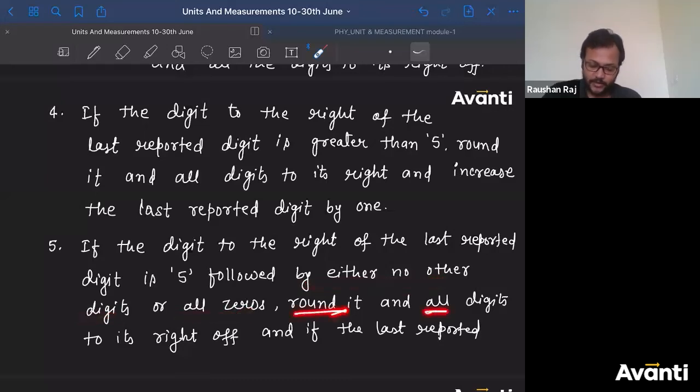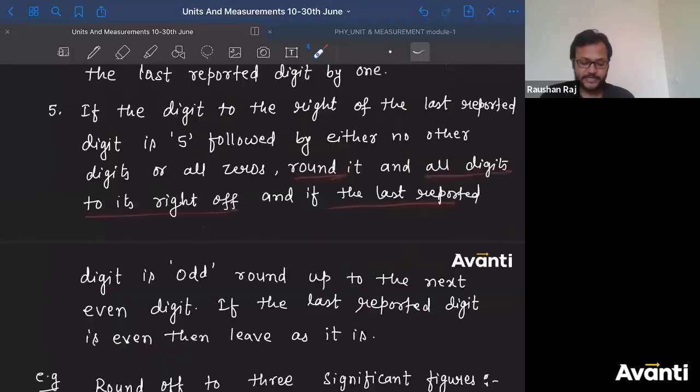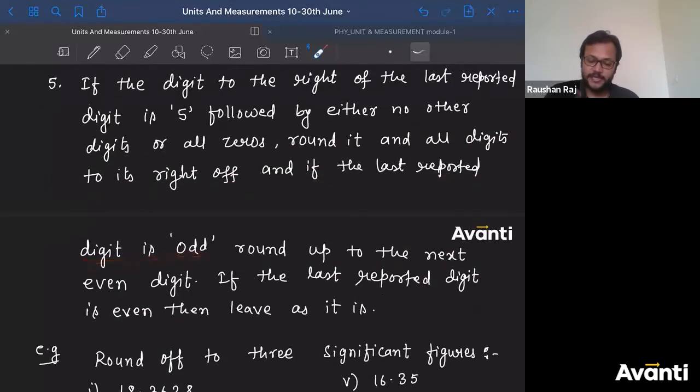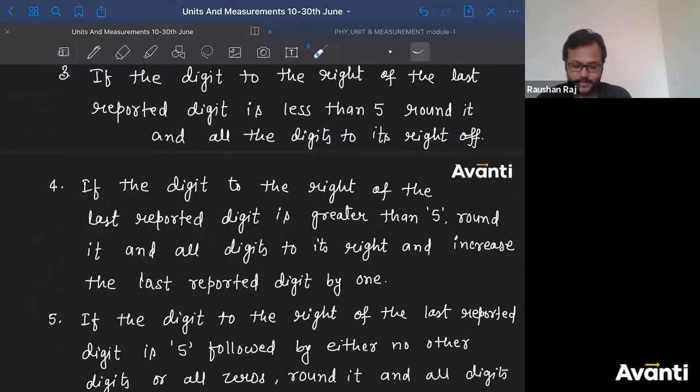Round it and all digits to the right of it. If the last reported digit is odd, round up to the next even digit. Okay? Round up to the next even digit. If the last reported digit is even, then leave it as it is. See, understand it with an example. Let me take an example here.